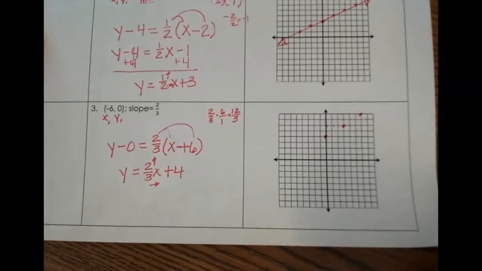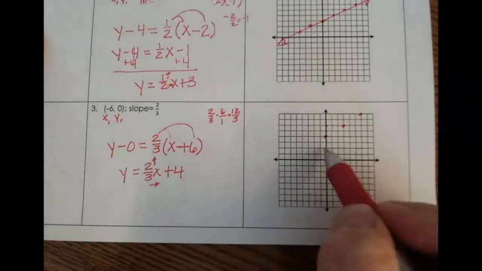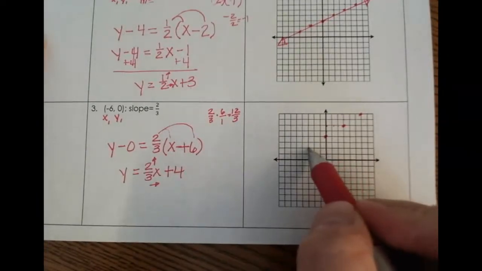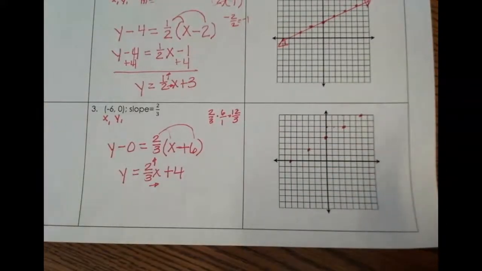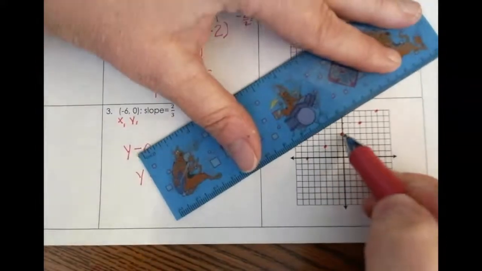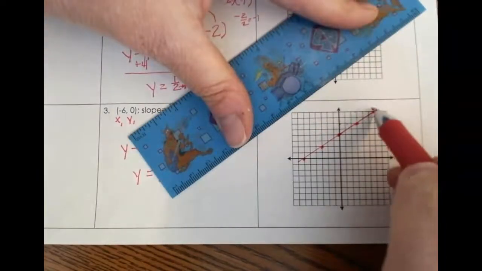If you want to make some points going the opposite direction, instead of up and right, you're going to go down and left. Down 2 and left 1, 2, 3. Down 2, left 1, 2, 3. Okay? Then I'll take my ruler, line them up, and draw my line.